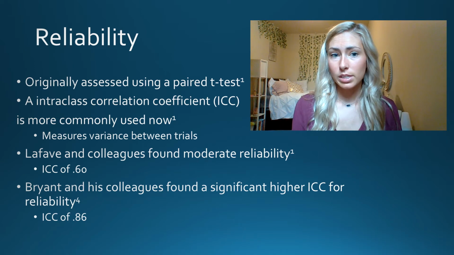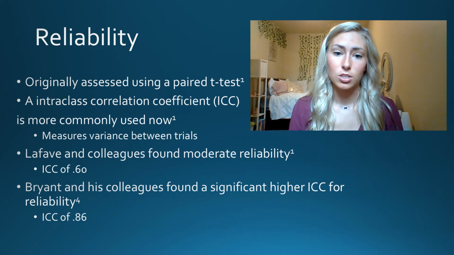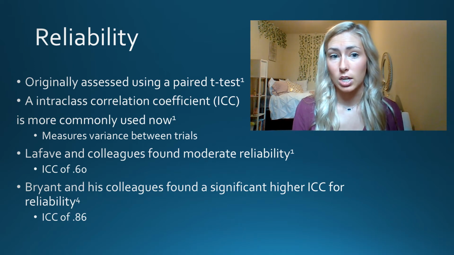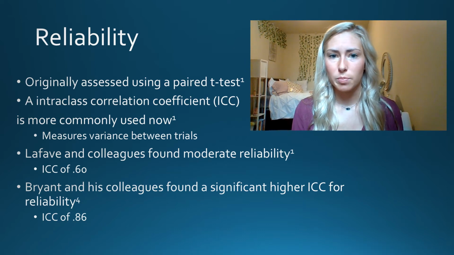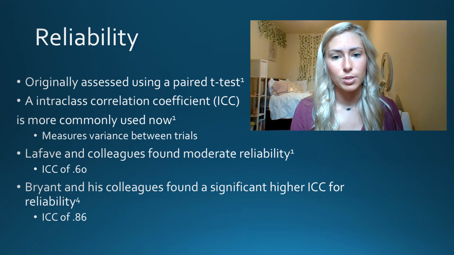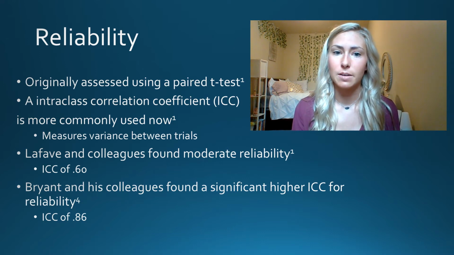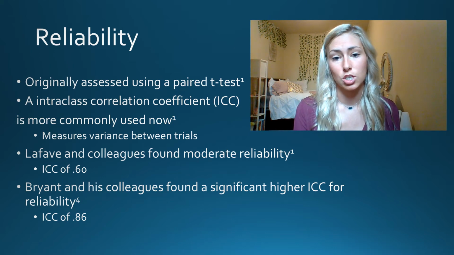So the reliability of this patient-rated outcome measure was originally assessed using a paired t-test. However, reliability has recently started being assessed more commonly using an intra-class correlation coefficient, which is also known as an ICC. And this really just measures the variance between the trials.